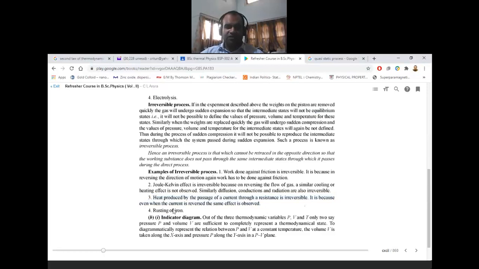Again, heat produced by the passage of current through a resistance is irreversible. It is because even when the current is reversed, the same effect is observed. Heat is generated when current flows through a conductor or a resistance, and if current flows in the opposite direction, heat will again be produced. So under these circumstances, the flow of current through a conductor or resistance is an irreversible process.